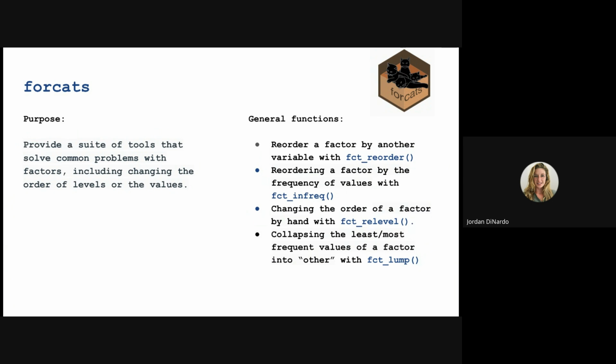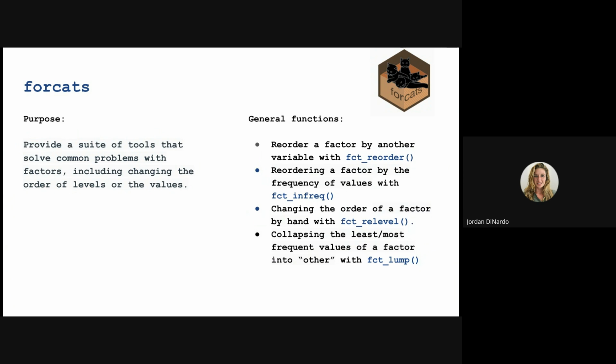The next package is what's called forcats. This helps to provide a suite of tools that solve common problems with factors, including changing the order of levels or the values. I don't really use these functions that much, probably because I'm just not comfortable with them. I'm still using base R. So anyways, they are still helpful, especially fct_reorder, this first function. This helps you to reorder a factor by another variable.